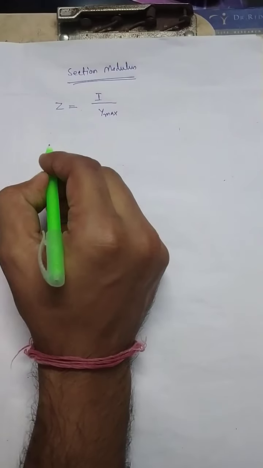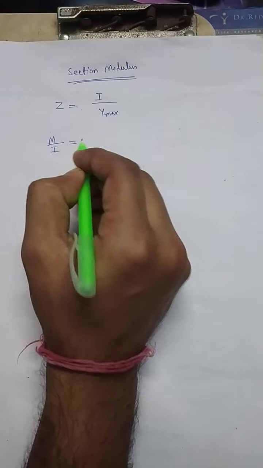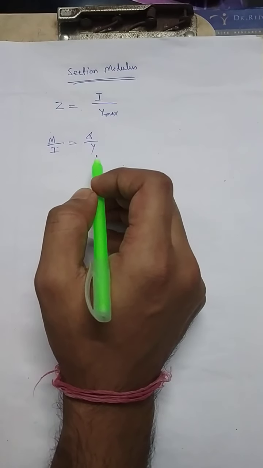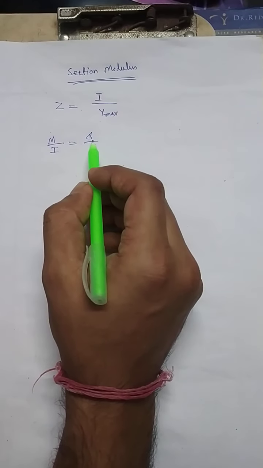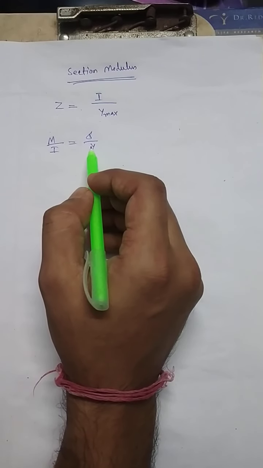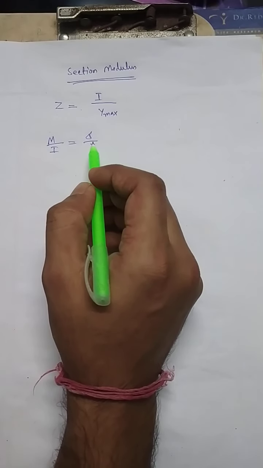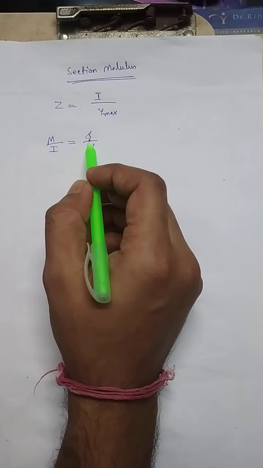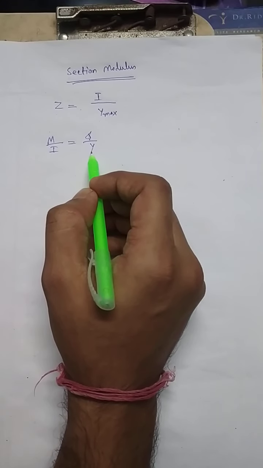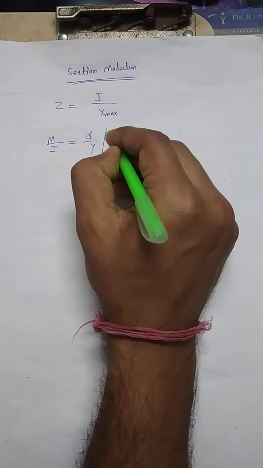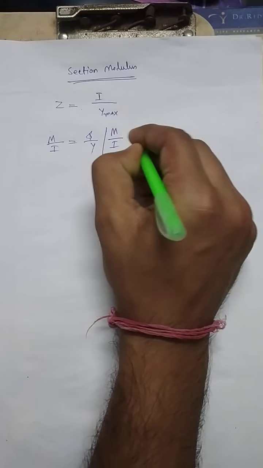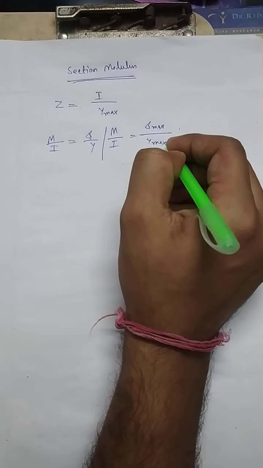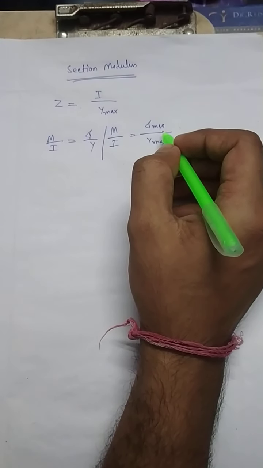Now we know M by I is equal to sigma by y. From this equation we know that we will get the maximum stress sigma only when y is maximum. So we can write this equation as M by I is equal to sigma max by y max. So when y is max, then sigma is also max.